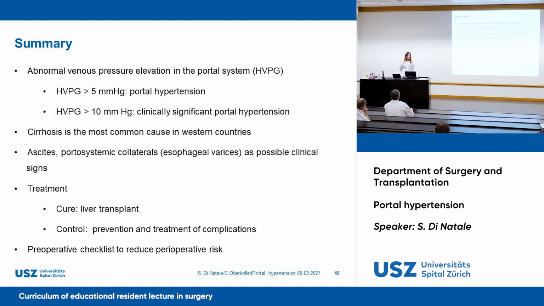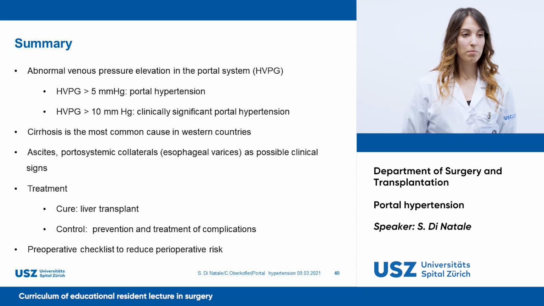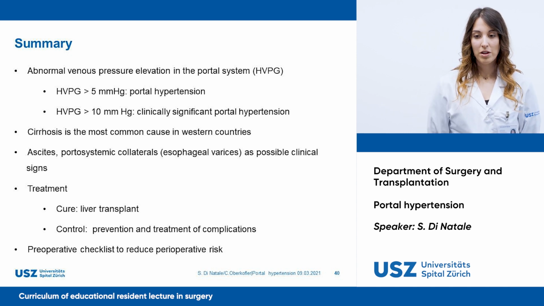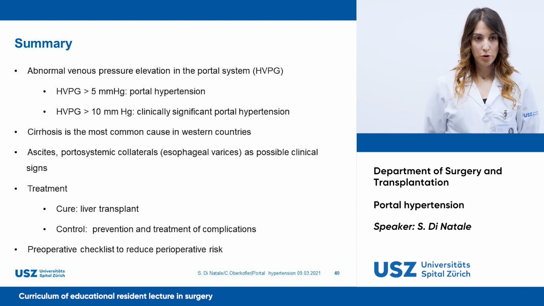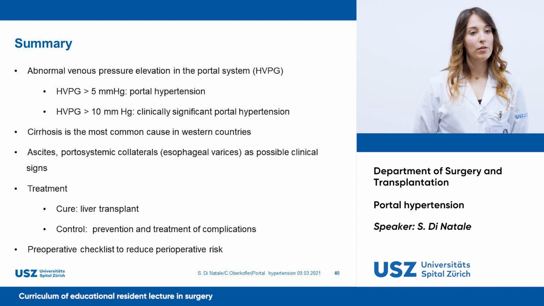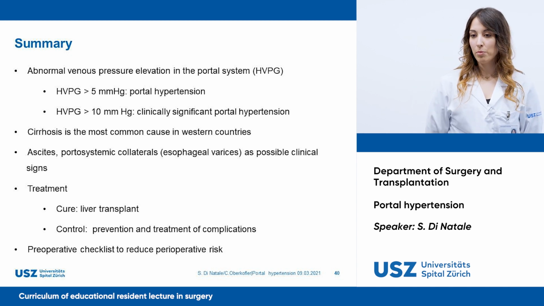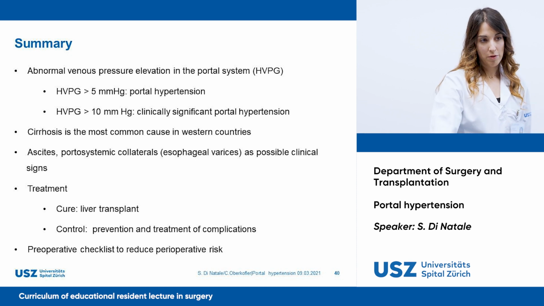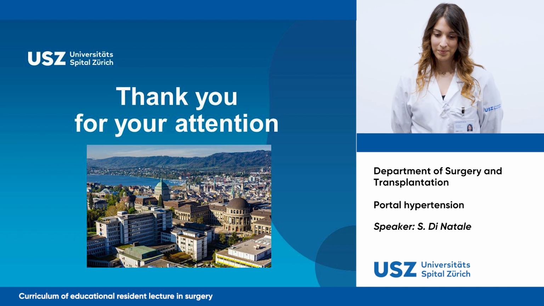So in summary, portal hypertension is an abnormal venous pressure elevation in the portal system. Cirrhosis is the most common cause in Western countries. Remember ascites and portosystemic collaterals as possible clinical signs of portal hypertension. The treatment should be divided into curative and treatment options controlling the disease, and a preoperative checklist to reduce perioperative risk. Thank you very much for your attention.